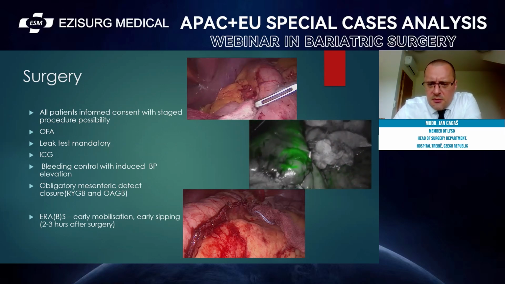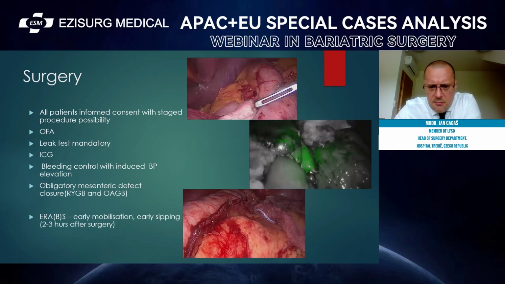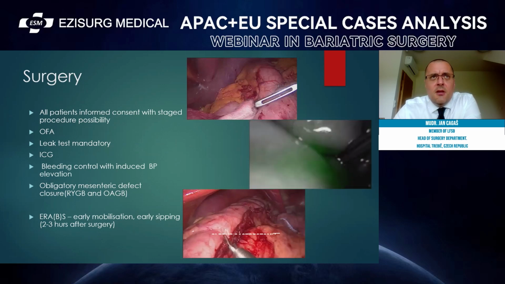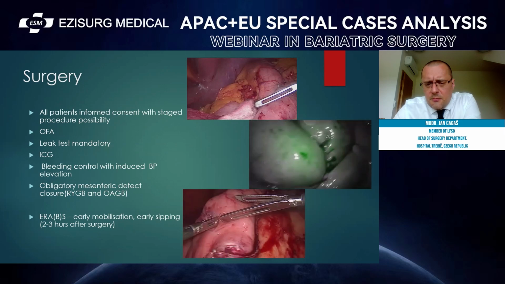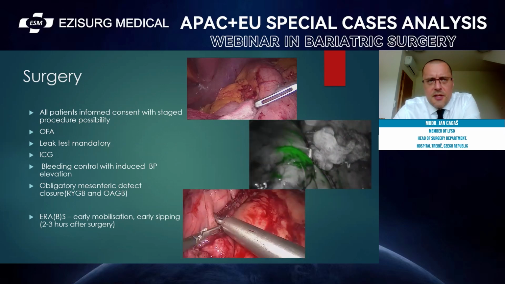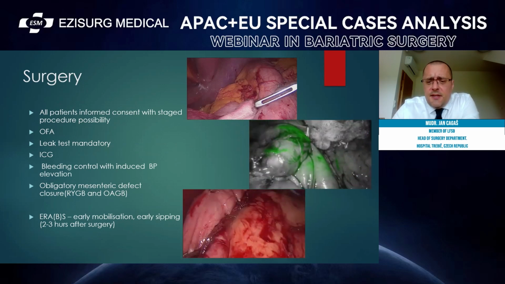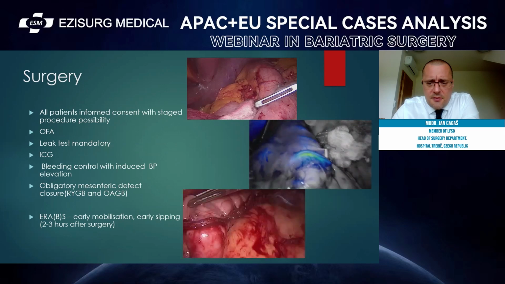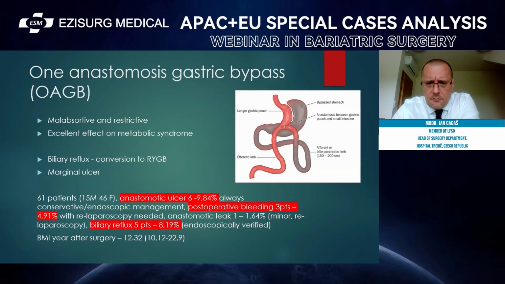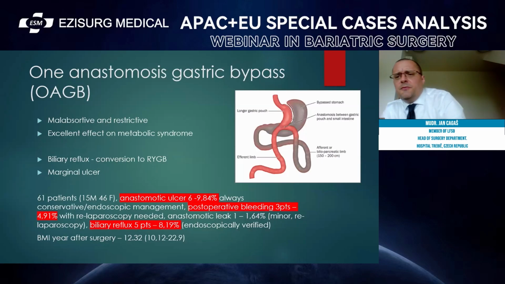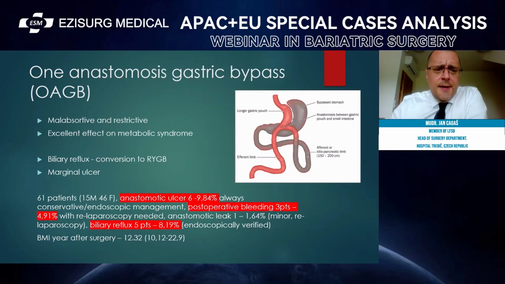And we also mandatorily control bleeding from the staple line with induced blood pressure by anesthesiologists to be sure that there is no oozing. We can put titanium clips to be sure that there is no bleeding in case the patient gets increased blood pressure after the procedure. Yeah, and let me get back. We also always close mesenteric defects even in OAGB, which we think is a good prevention from internal hernia.